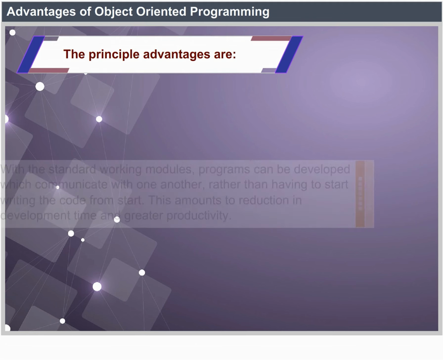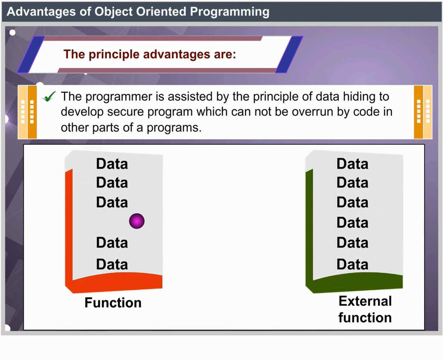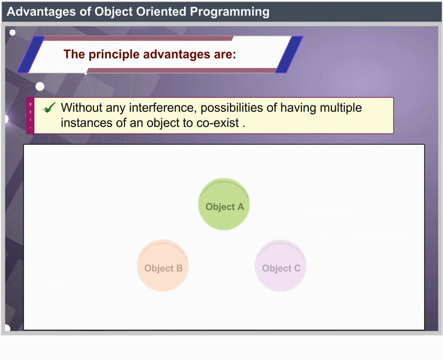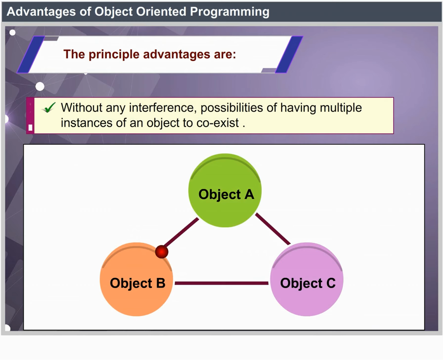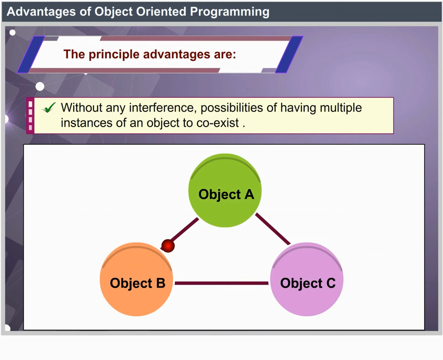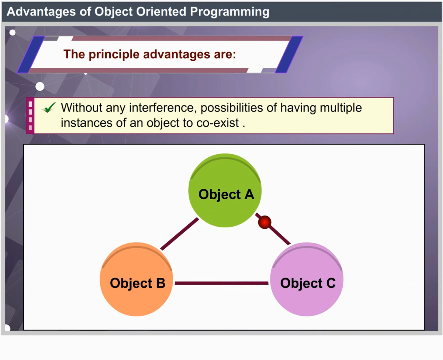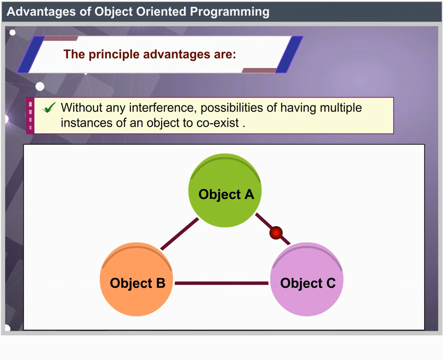The principle of data hiding helps the programmer to build secure programs that cannot be invaded by code in other parts of the program. It is possible to have multiple instances of an object coexist without any interference. It is possible to map objects in the problem domain to those in the program. It is easy to partition the work in a project based on objects.